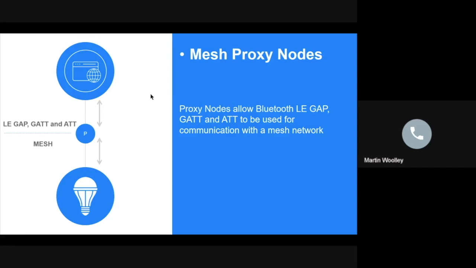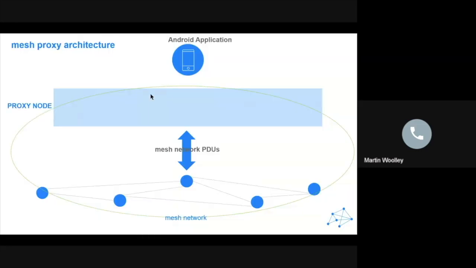So from an Android device, you can connect to a proxy. So you scan in the normal way, you discover proxies, you connect, and you can essentially wrap mesh PDUs, which are messages, and write them to the proxy by performing a standard characteristic write. You're injecting messages into the mesh network, and you can receive mesh messages in the opposite direction in the form of Bluetooth notifications. And I think this next slide shows that better.